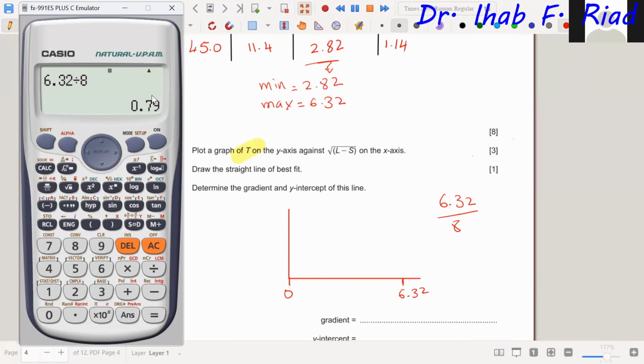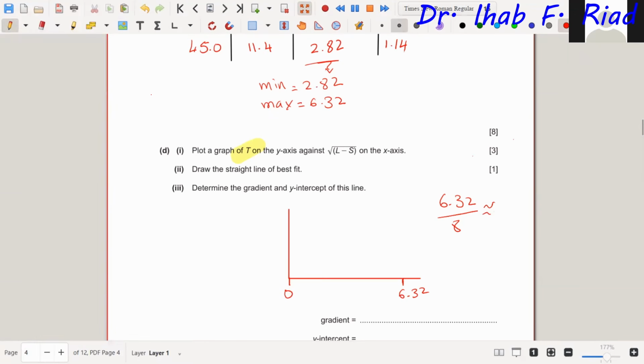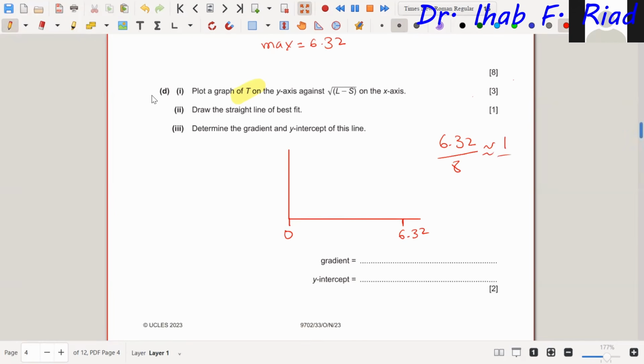We round it up a little bit. We round it up to 1. We typically don't like scales like 0.8, 0.7, 0.6. We always prefer multiples of 1, multiples of 2, multiples of 5. Those are always the best to choose. So we round it up to 1. Okay? So let us go and see.